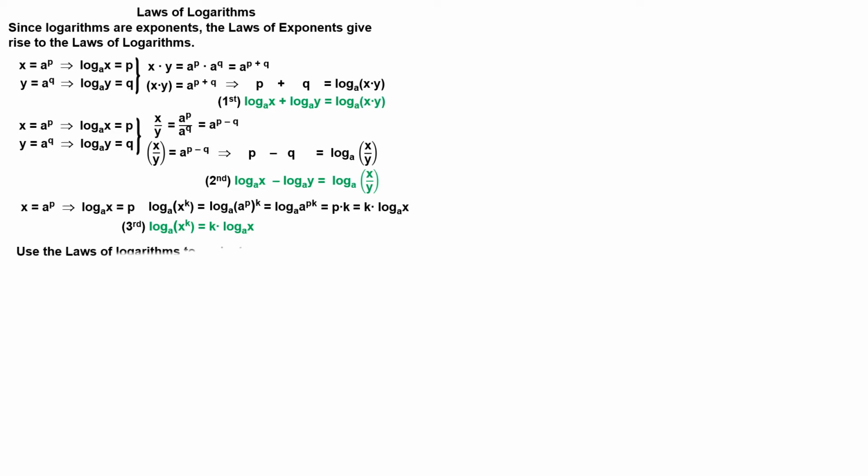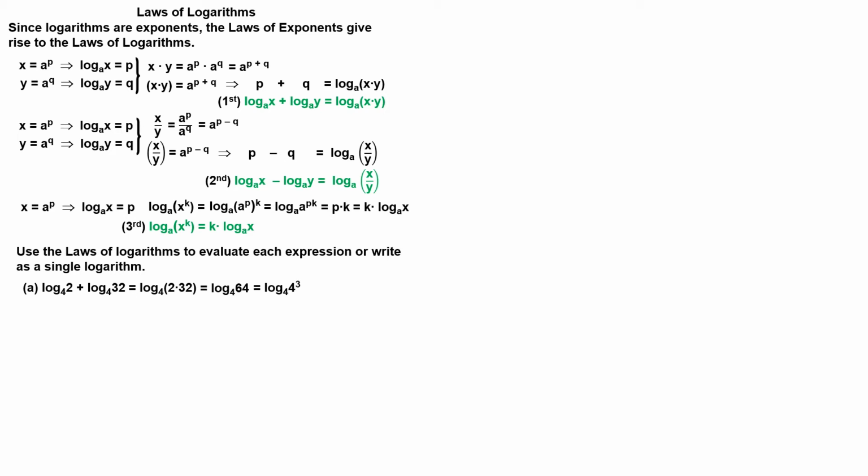Use the laws of logarithms to evaluate each expression or write as a single logarithm. We can see the sum of the logarithms. So we apply the first law. Replace x with 2 and replace y by 32. We write 64 as a power. And now we use the property. The answer is 3.